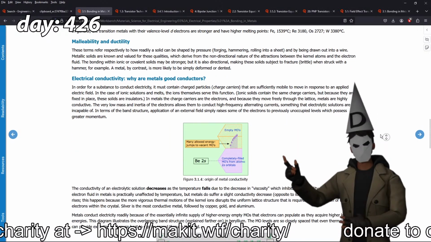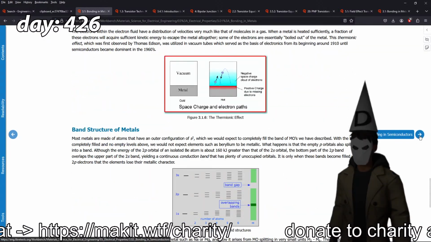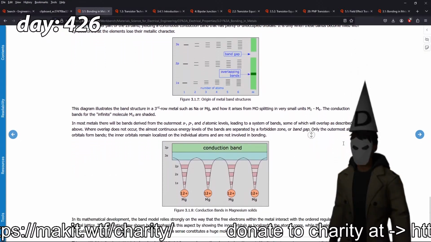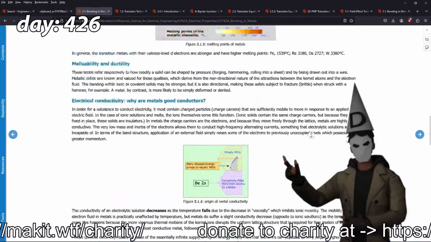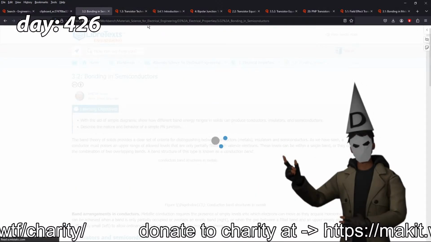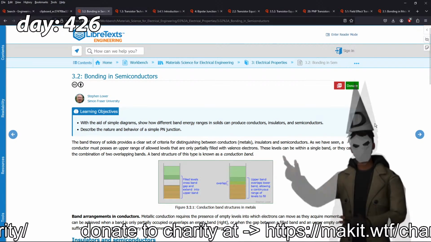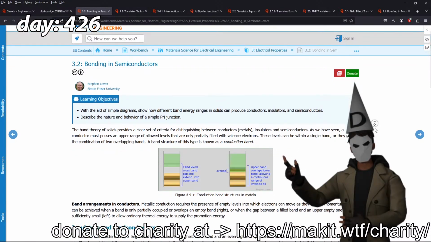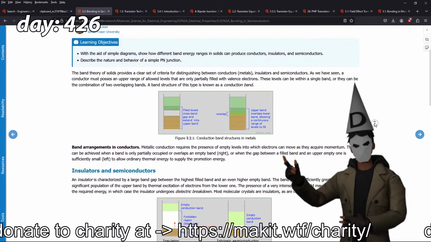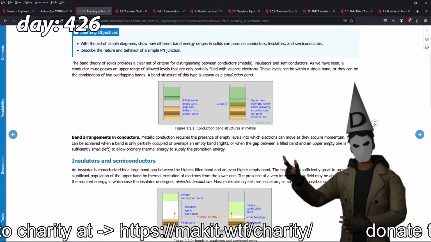Metals, good conductors. Yeah, okay, this is basics. Or maybe up to the band structure of metals. Maybe not, this is going really in depth. I guess it is material science for electrical engineering, so I guess it makes sense. This provides a clear set of criteria for the distinction between conductors, insulators, and semiconductors. As we have seen, the conductor must possess an upper range of valence electronic levels not only partially filled.